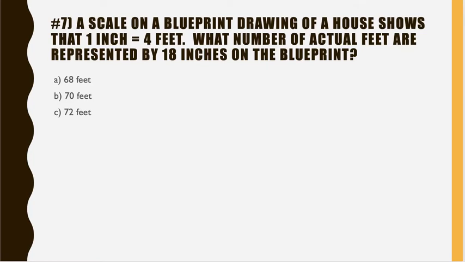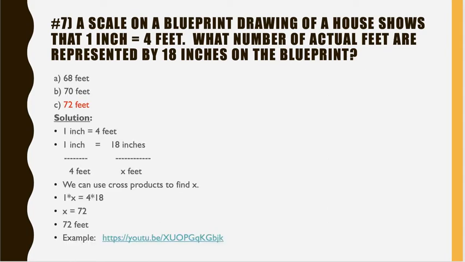Problem 7. A scale on a blueprint drawing of a house shows that 1 inch equals 4 feet. What number of actual feet are represented by 18 inches on the blueprint? Our answer choices are 68 feet, 70 feet, or 72 feet. The correct answer is choice C, 72 feet.